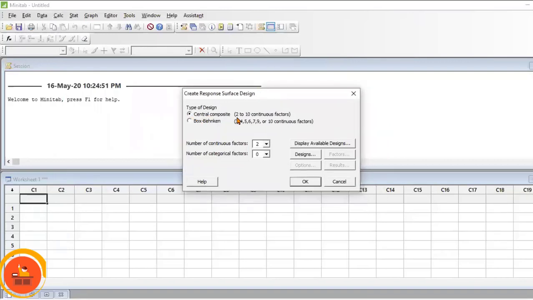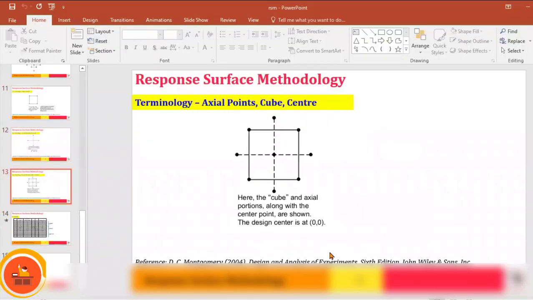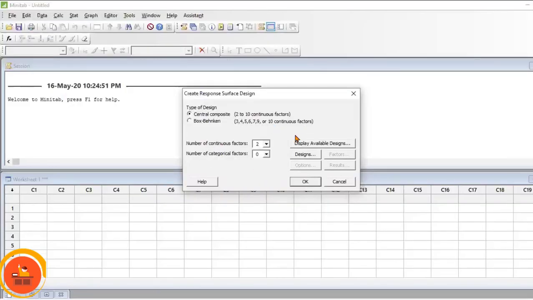Now the screen is going to show like this. For the central composite design, the minimum should be 2 factors to a maximum of 10 factors. In Box-Behnken, the minimum should be 3, 4, 5, 6, 7; 8 is not there, 9 is there, or 10 continuous factors. So 8 is missing, and 2 is missing. That is the thing we have to observe. We are concentrating on a central composite design, the CCD design, so I will talk about the CCD only.